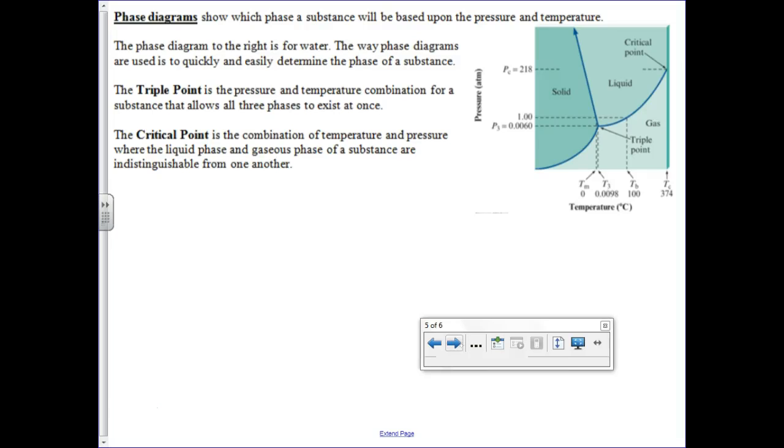That's in this region, therefore it is a liquid. Okay, that's how these things work. That's how these phase diagrams work. You get a pressure, you get a temperature, find where you are, and what phase you're in. They're really kind of cool, and they're really useful.